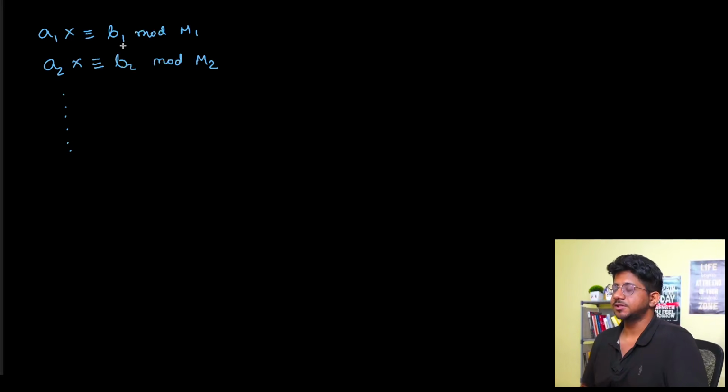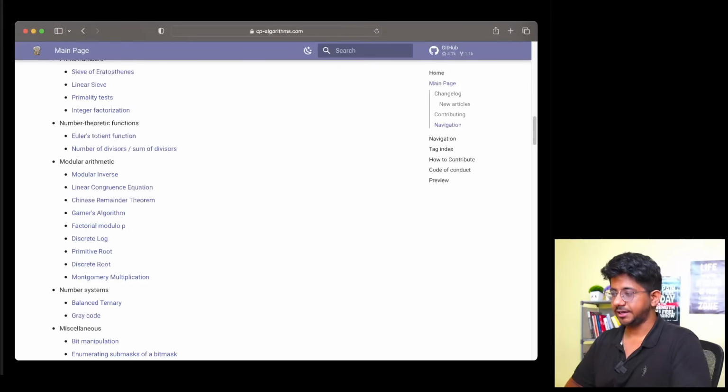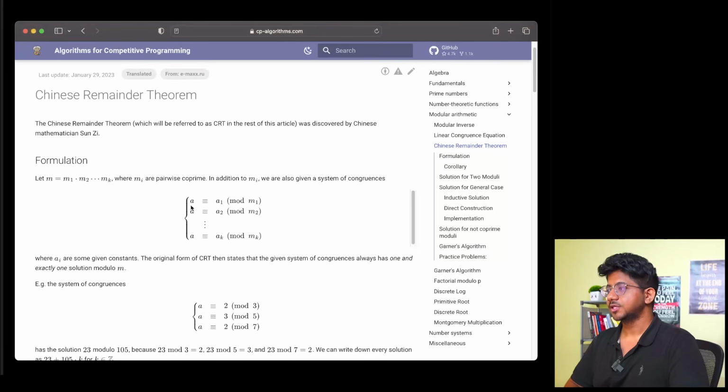Okay, so this is what we are interested in. How do we find a solution for this? So the way to go about this, let me in fact show you this same thing in the CP algorithm blog so that you guys get an even clearer idea. So there is this Chinese remainder theorem that we are talking about. Okay, so basically we have to find an x that satisfies these things.